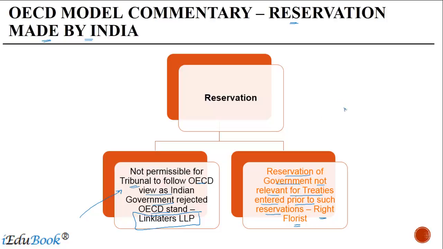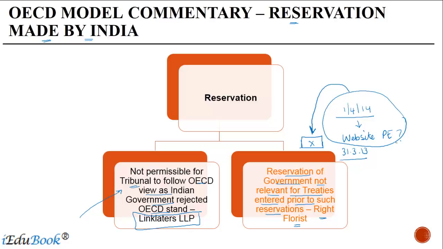So if, let's say for example, on 1/4/2014, the Indian government expressed a reservation on whether or not a website would constitute a PE, right? Then for the period which is prior to this, if there is a treaty which has been entered into, so let's say India enters into a treaty with country X on 31/3/2013, then in that case, this interpretation would not apply to this particular treaty.